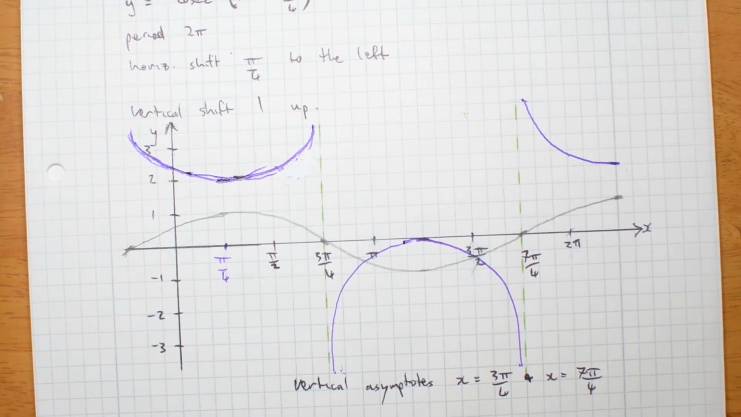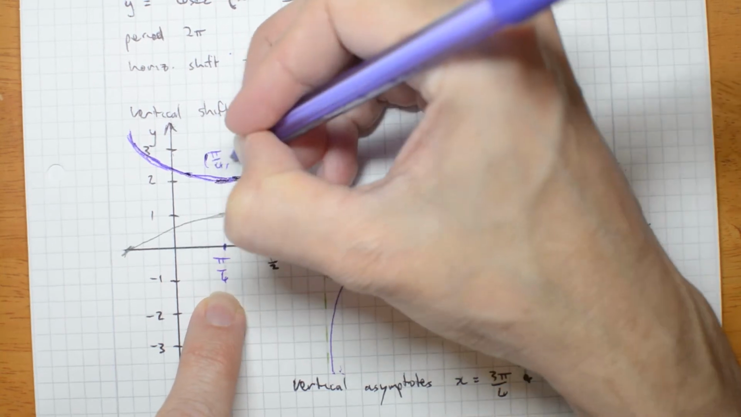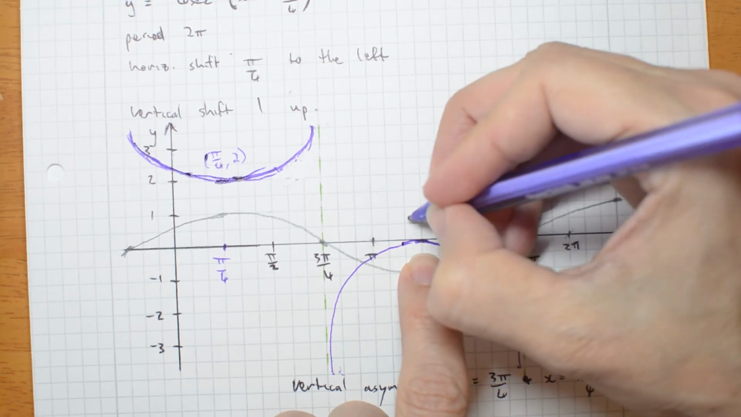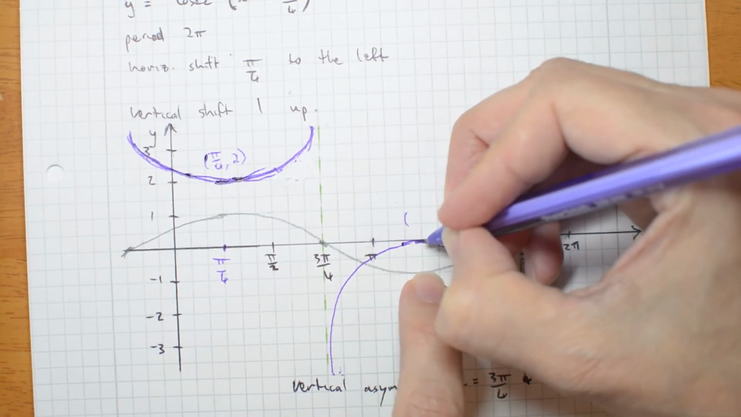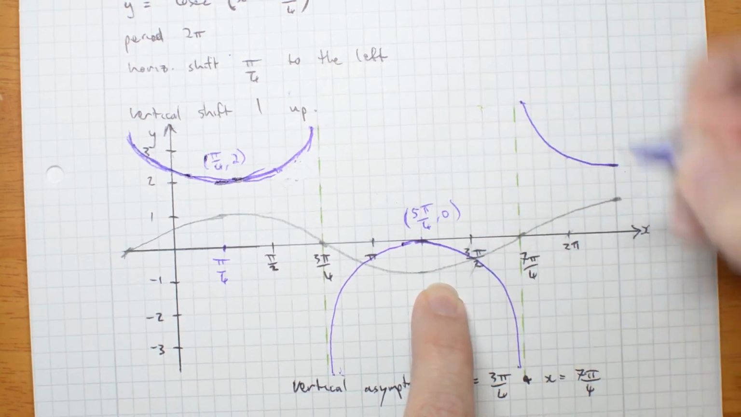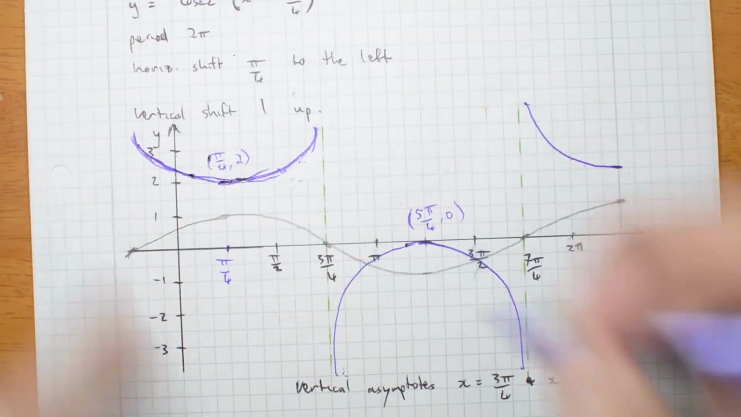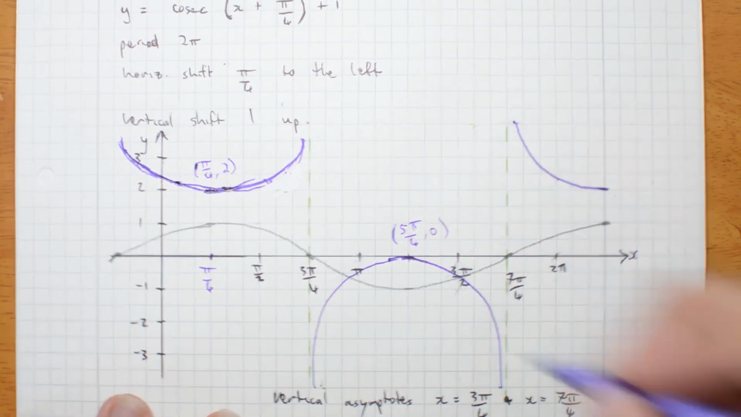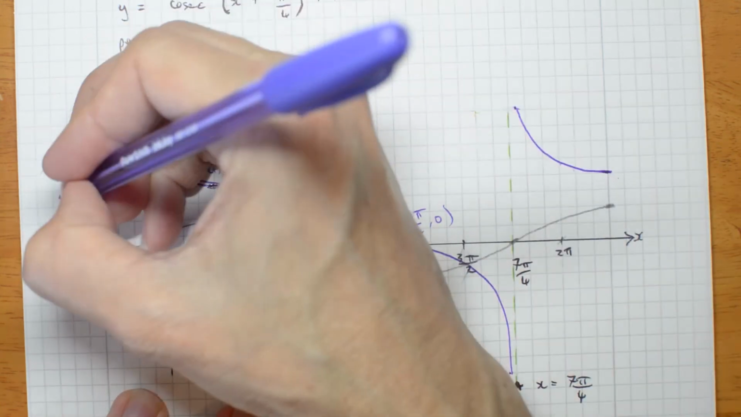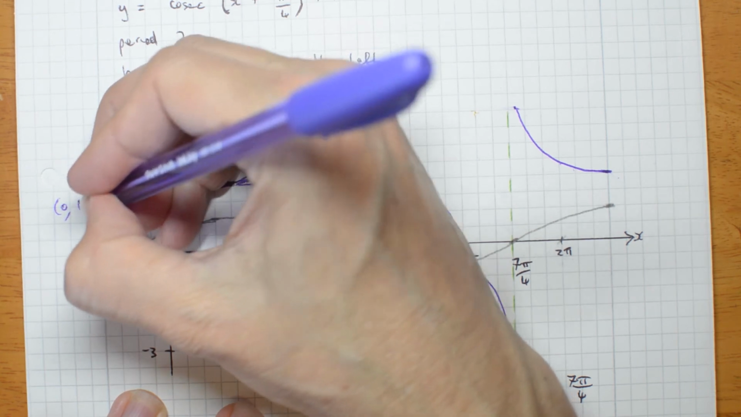I do need to label some of these points. This one is pi on 4, 2. This one is 3 pi on 4, 4, 5 pi on 4, 0 as the maximum. And this point here, I'm running out of room to actually fit it in, but this point here we said was x coordinate 0, y coordinate was 1 plus root 2.